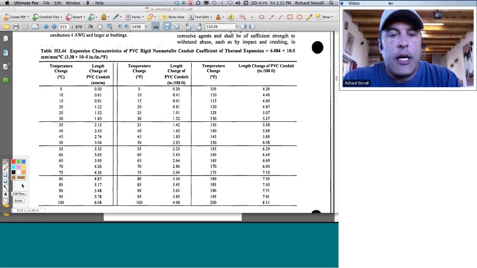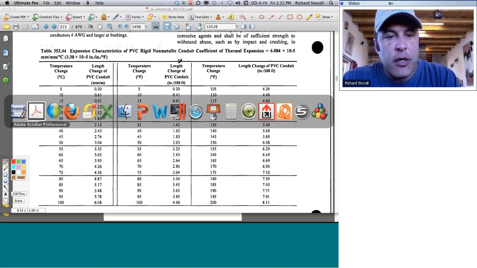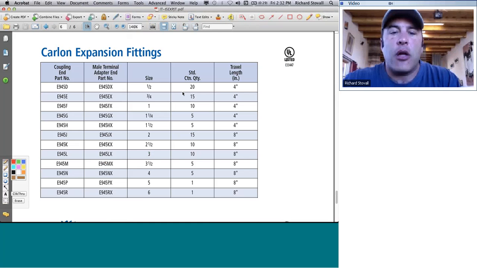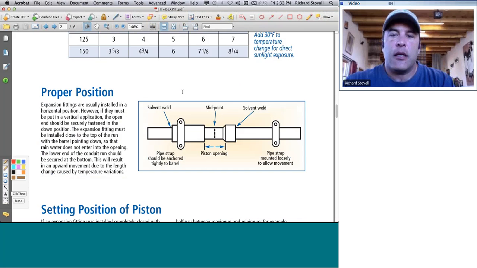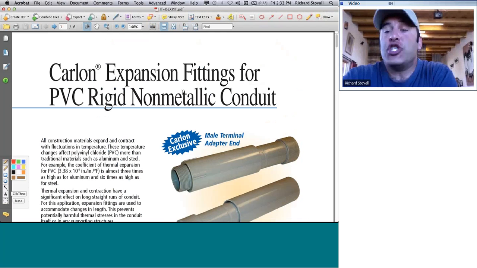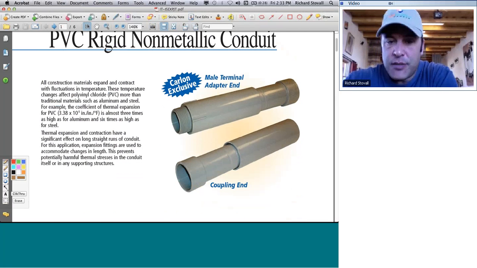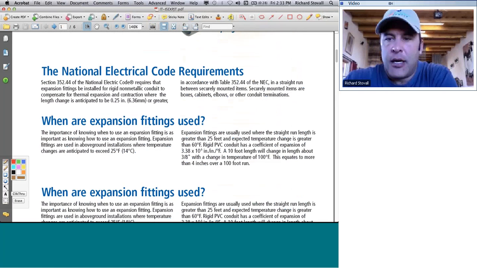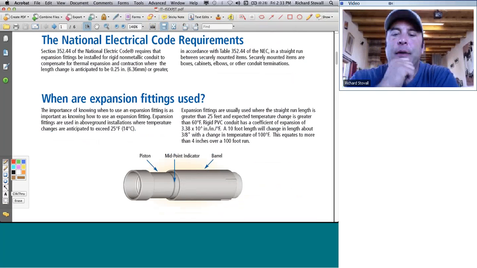point out that there's this great document from Carlon that provides a great explanation, code references. And I'm going to post this up with this video on the website so people can download this explanation. It shows you what an expansion fitting looks like, talks about code references, talks about the thermal coefficients involved, and gives you installation instructions. Now, here's the key, and this is where I think NAPSAT might try to ask you a question about this.